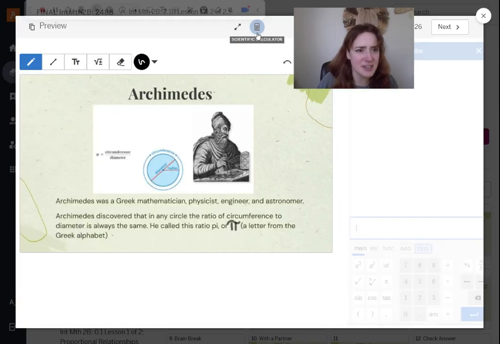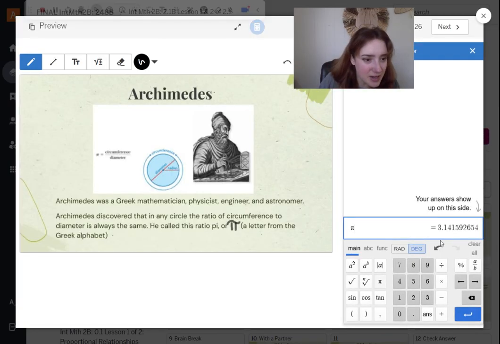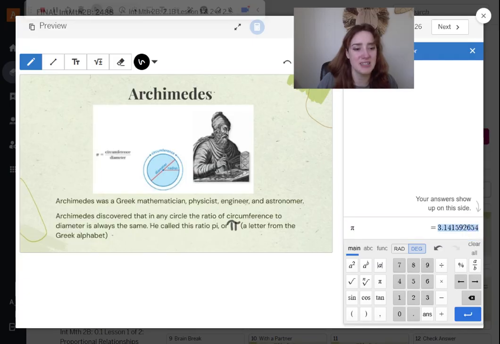3.14159, right? I think we can actually, do they have it in the calculator? Yeah, they do. Pi, right? And here it is, 3.141592654. Some people, I don't know if you've seen videos, memorize up to hundreds of decimal places.